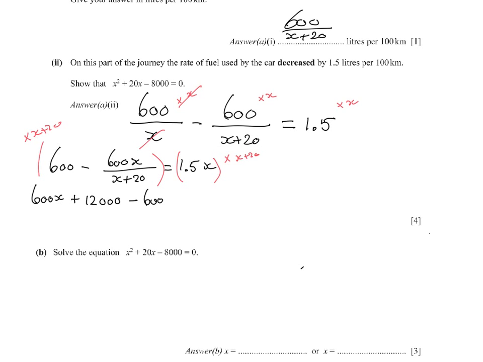Minus 600x, yeah, because that fraction is gone now, equals 1.5x times x, 1.5x squared, and then 1.5 times 20. Now it is early, so I'm going to check that. Indeed, it's 30. I don't want to make another mistake. Plus 30x. Okay, so make sure it's 1.5x times x and 1.5x times 20. Good. That's my x squared.